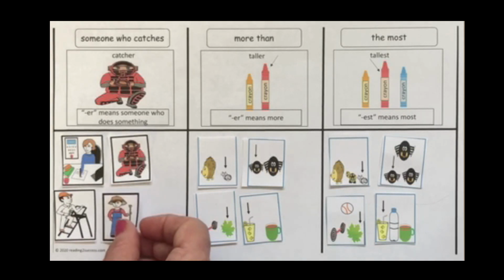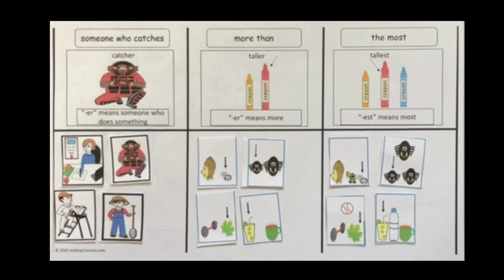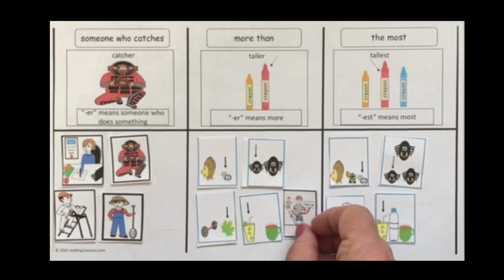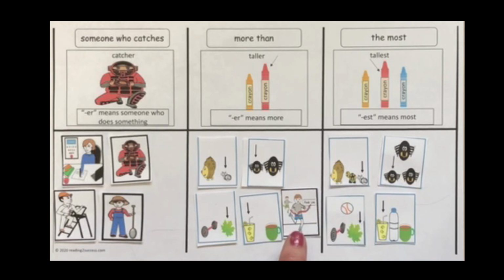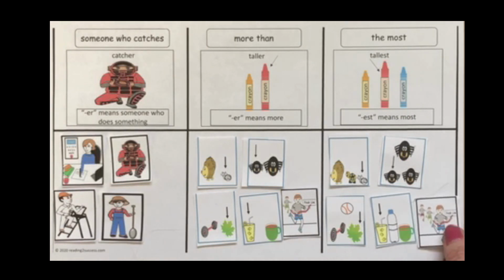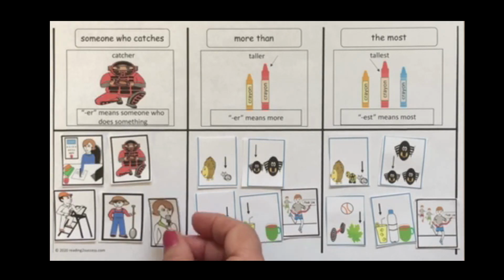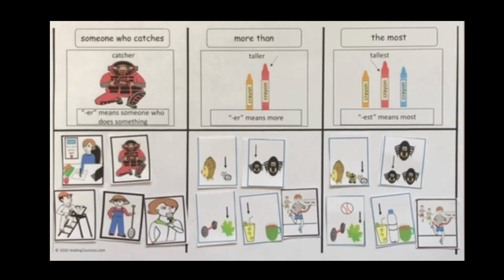This is a farmer who farms. And then we have the two boys, and he is the faster boy because he has hit the finish line first. And then when there's more than two boys, he is the fastest boy. And then we have a reporter who reports the news.